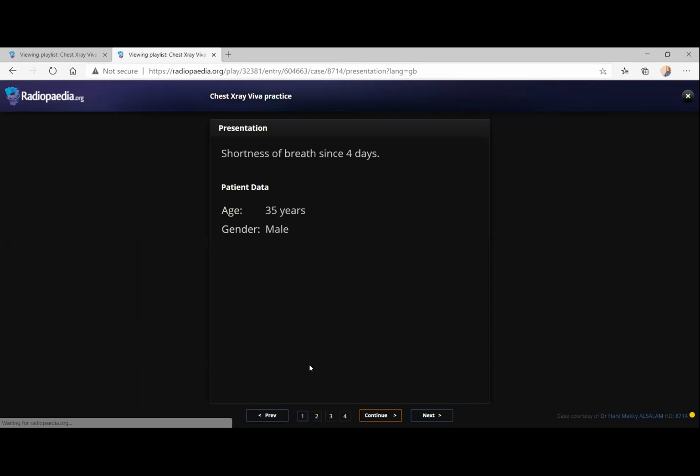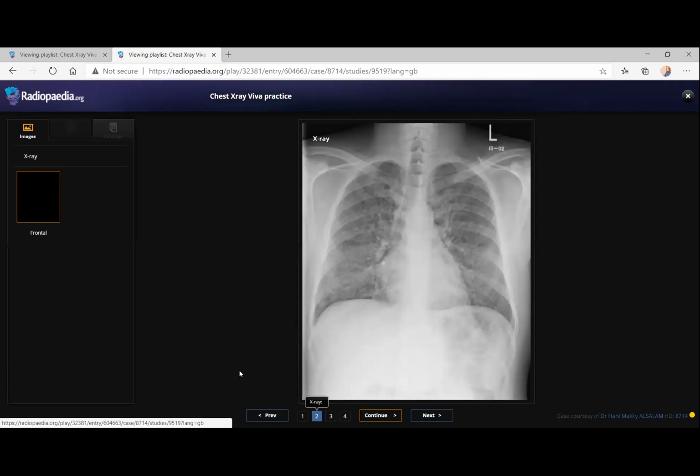Okay, 35-year-old male patient who's presenting with shortness of breath since 4 days. Okay, this is a male patient. So this is a frontal chest radiograph of a 34-year-old patient who is presenting with shortness of breath. I can see that both lung fields are showing nodular shadows, which are diffusely involving both lung zones.